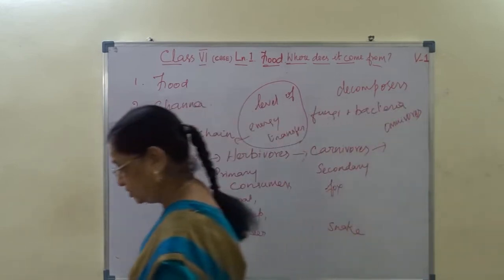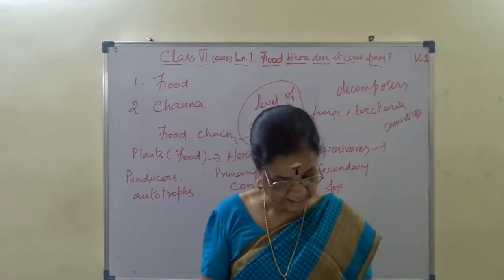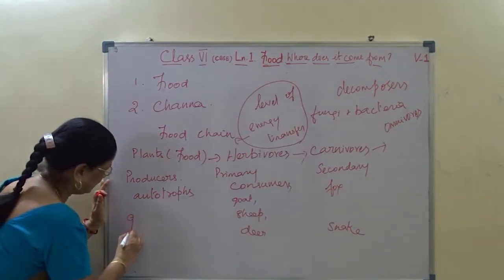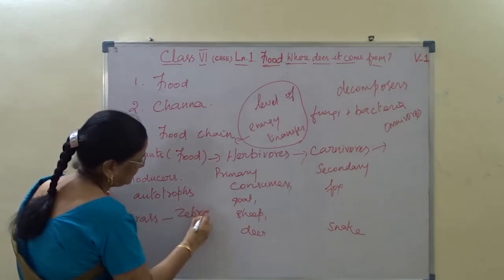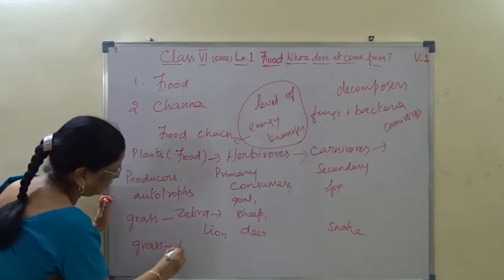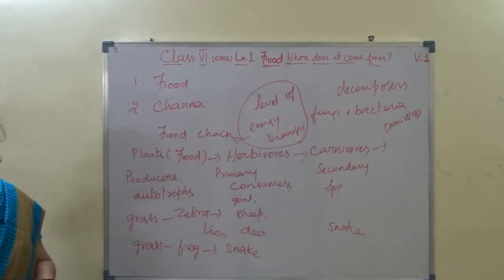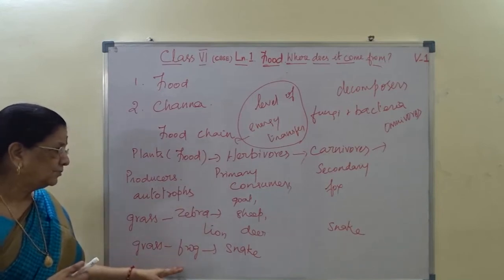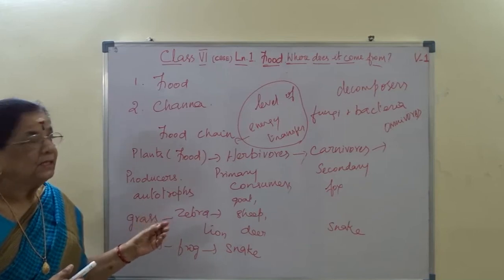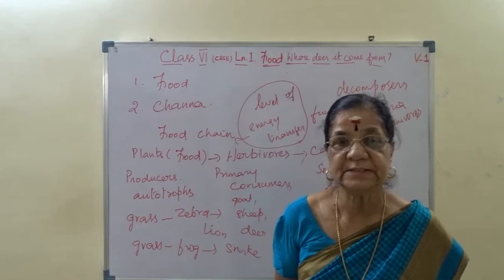I hope you understand. Now for this food chain, for example, we will write grass, zebra, lion. Grass is eaten by zebra, zebra is eaten by lion. In the same way, grass is eaten by frog, which is eaten by snake. This is a food chain example. So this is a set of food chain. I hope you understand, right? In the food chain, we come across two terms: one is vegetarian, another one is non-vegetarian.